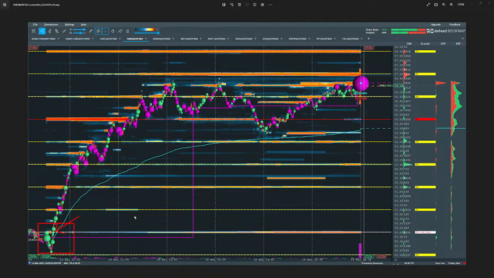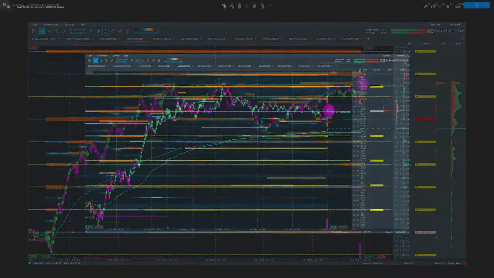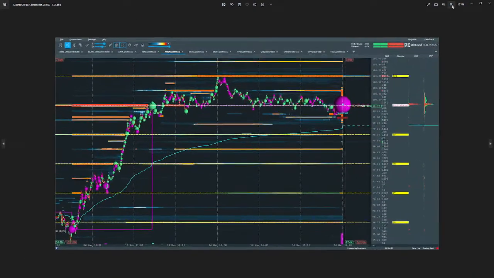So as price continues to rise, these calls continue to gain value. And remember, market makers are short calls, so they have to buy stock to hedge their delta exposure. They want to remain delta neutral. All right, so that's AMD, and then finally, here's Amazon.